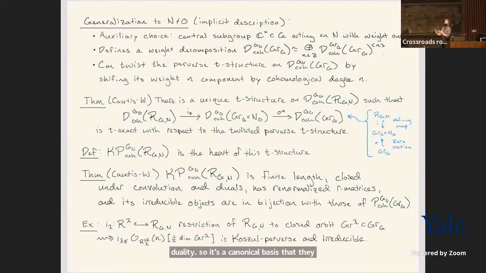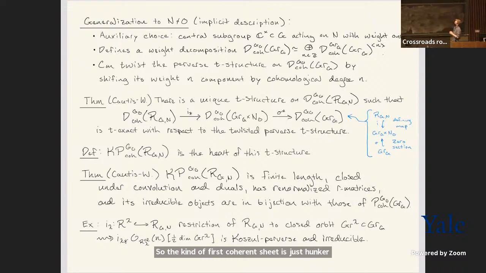You take the product of two elements in this basis, it'll expand as a positive sum of other elements of the basis. It has renormalized R matrices, which is again some extra structure of interest. And we can classify its irreducibles. And they're in bijection with those of the category that we kind of had on the previous slide. So the category of perverse coherent sheaves just on GERG.